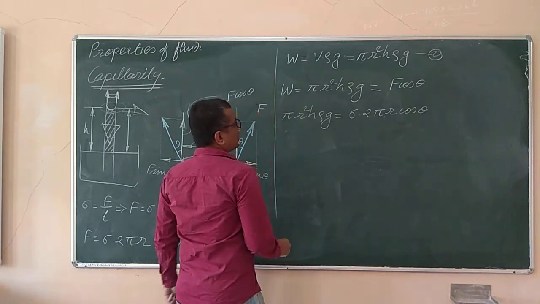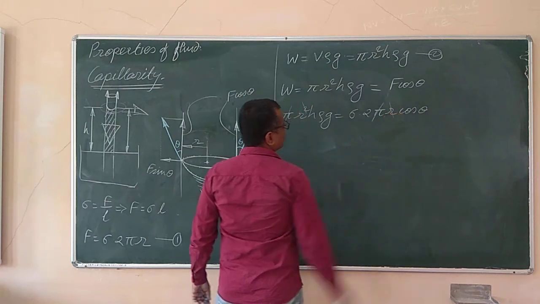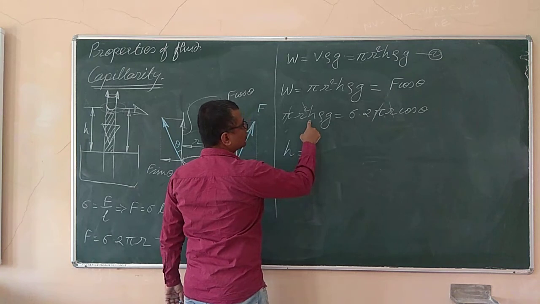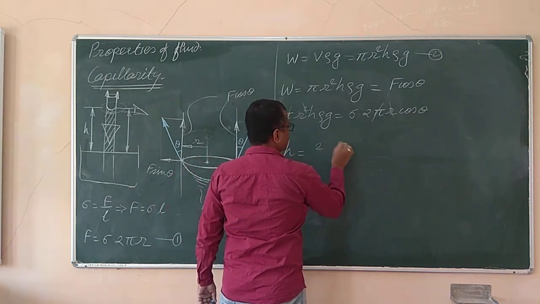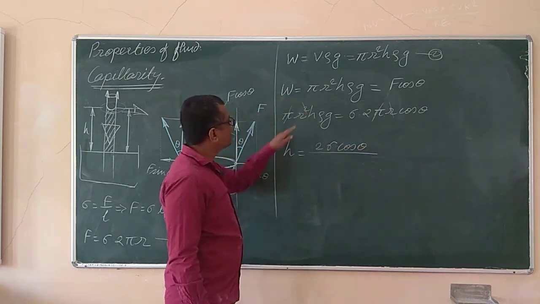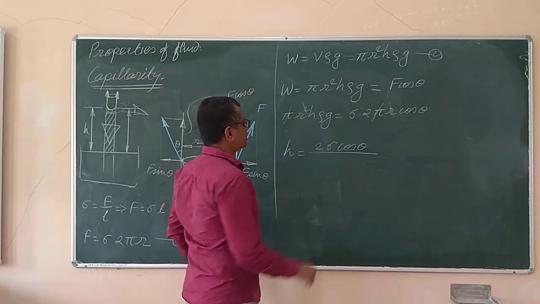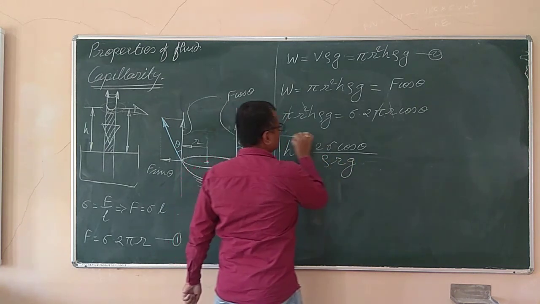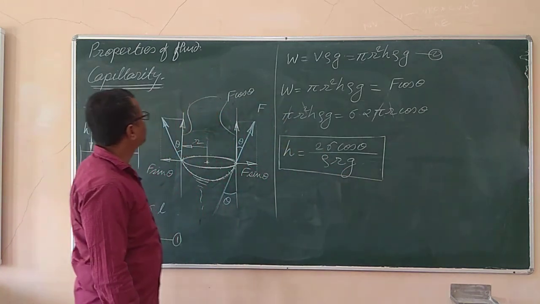Out of which I think pi will get cancelled, and one r and the second r will get cancelled. So, what equation will we have for the height h? h is equal to twice of sigma into cos of theta divided by the remaining terms, that is rho r into g. So, this is rho r g, and that is the equation for the height of the liquid level in the capillary tube.